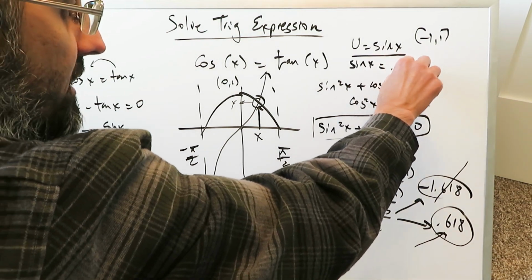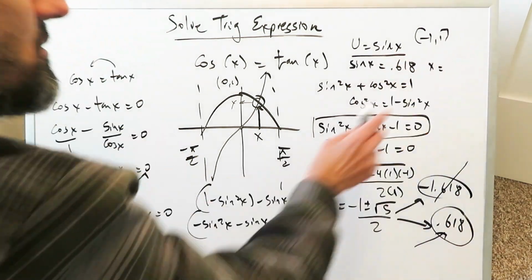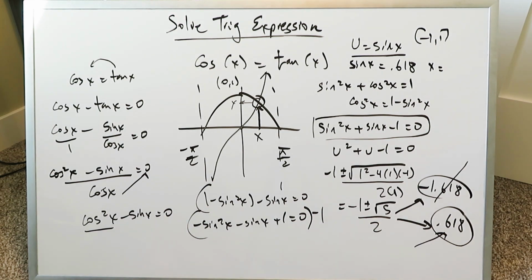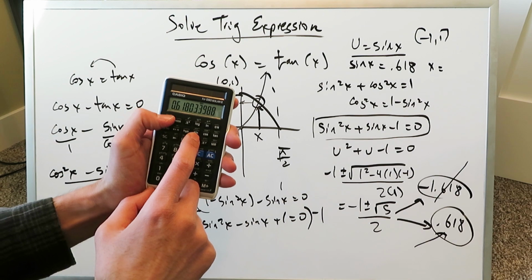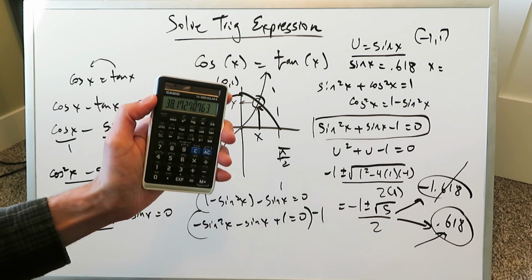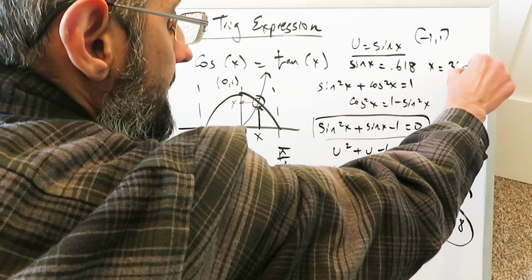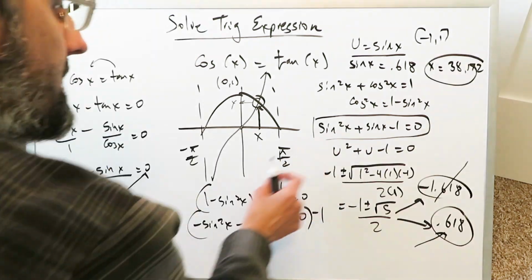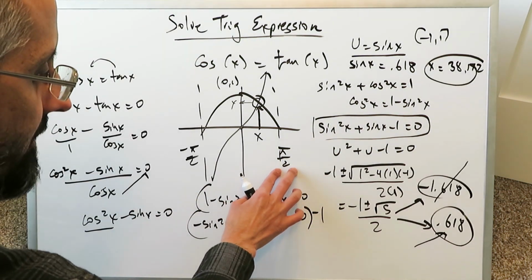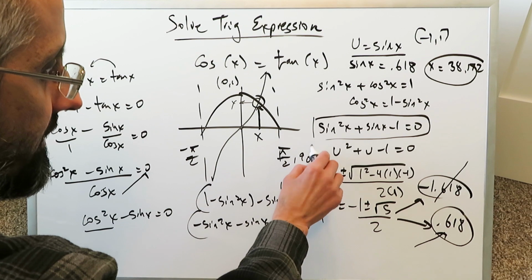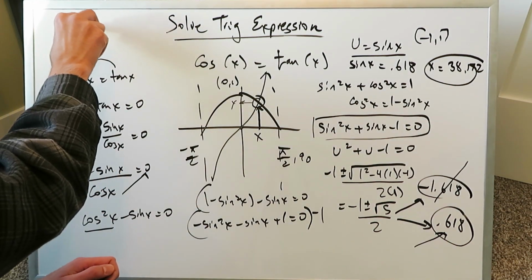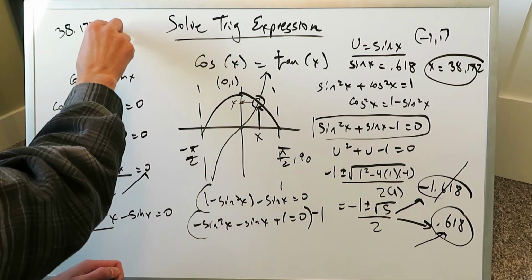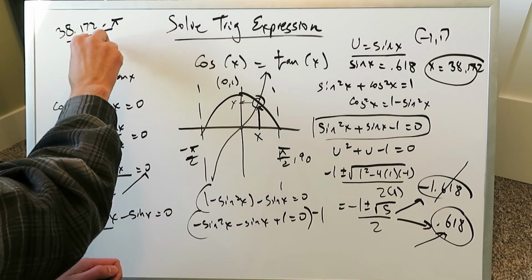Sine x is equal to 0.618, and then x is equal to inverse sine of 0.618. You have the 0.618 saved. Do inverse sine and you get 38.172 degrees. Now the thing is, here we've put everything in radians. You know this right here is equal to 90 degrees, but I want to switch this to radians. I have 38.172. How do I switch this into radians? I'll multiply this by pi divided by 180.